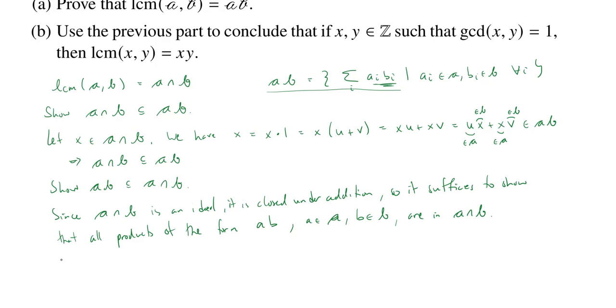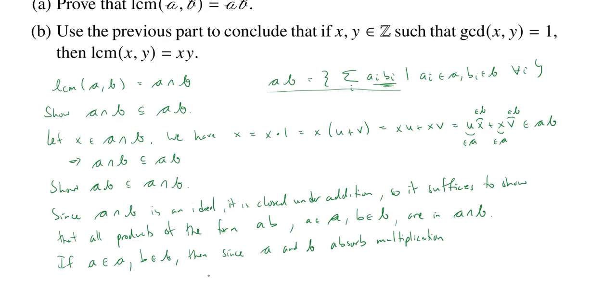All right, but if A is in A and B is in B, so that's what's going to build one of these products. Then since A and B, the ideals, absorb multiplication, right? That's the other big property of being an ideal. You're closed under addition and you absorb multiplication.